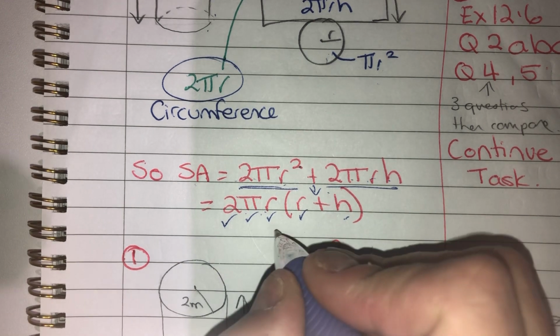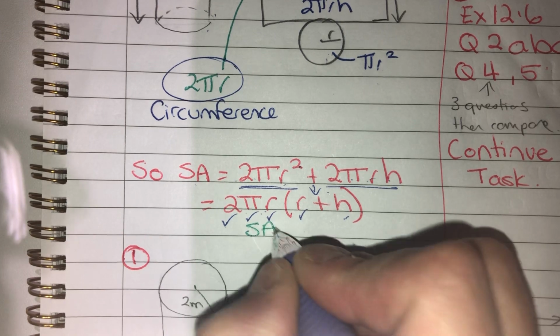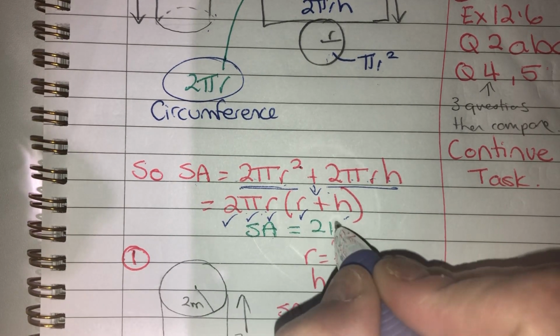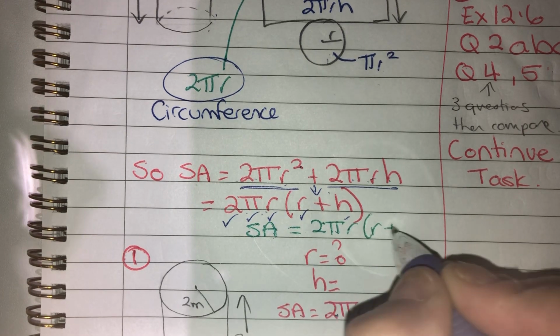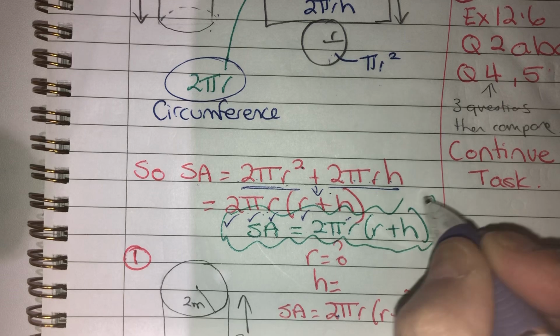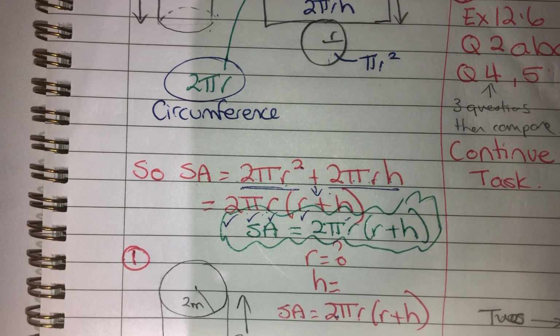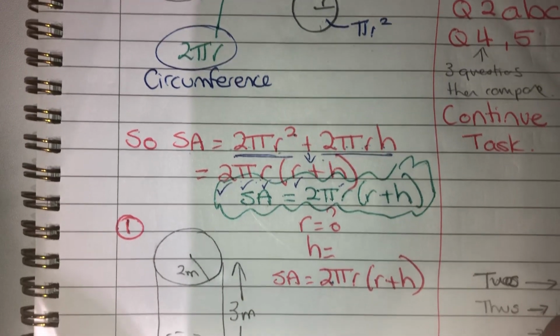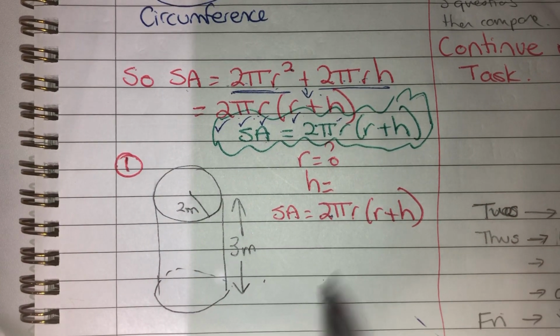What you need to remember is this magnificent formula. Surface area of a cylinder is 2 pi r bracket r plus h. Put a big circle around that because that is way important. Once you know that, you will be absolutely fine, and you can write that down every time. And I'll show you why it will be fine. Just copy this out. Press pause if you need to.